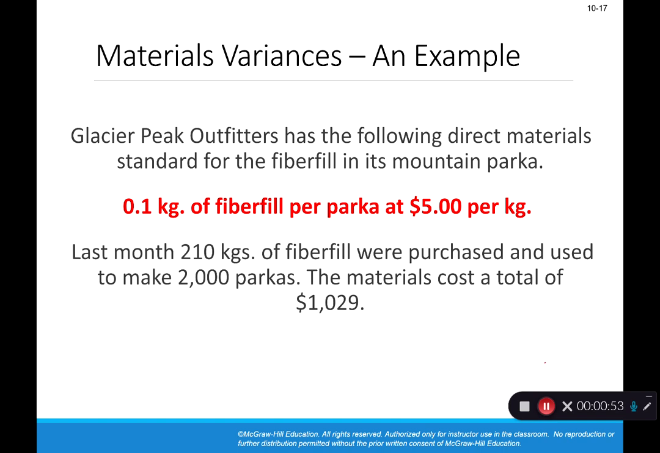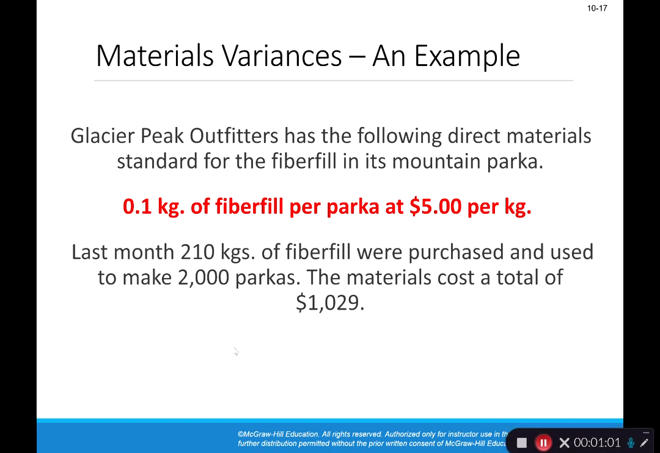So now what we have to do is figure out where to put all of these numbers. Well, the first step is going to be to set up our three-column approach. So it's actual quantity times actual price, actual quantity times standard price, and the standard quantity allowed for actual production times the standard price. So 0.1 kilograms of fiber fill per parka is going to be part of our SQ.